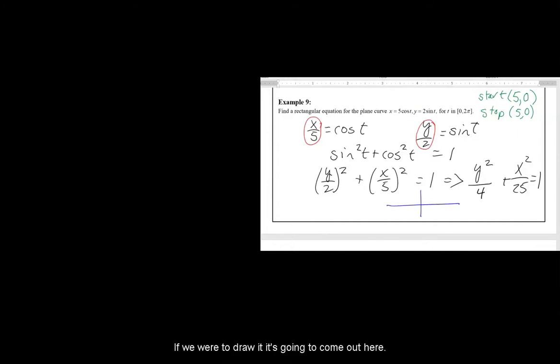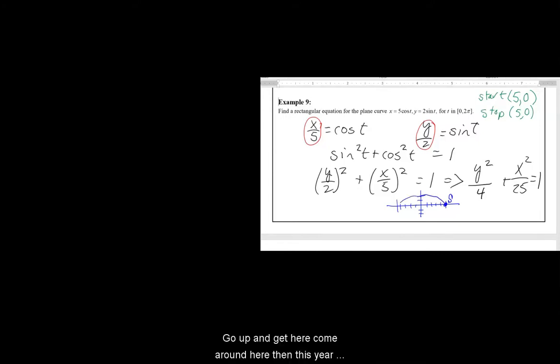If we were to draw it, it's going to come out here to 5 and to -5, and then go up to 2 and down to -2. It will start here, where I usually put an S, go up and hit here, come around to here, then to here, and then back to here. We indicate this, of course, with the arrows. And yes, I know, I drew a terrible picture. If your picture is at least as good as mine, then you're doing great.